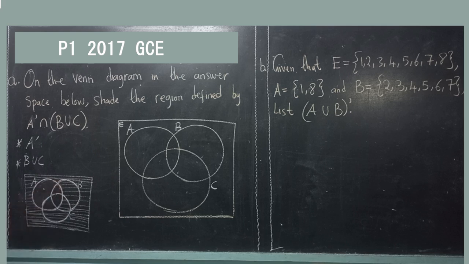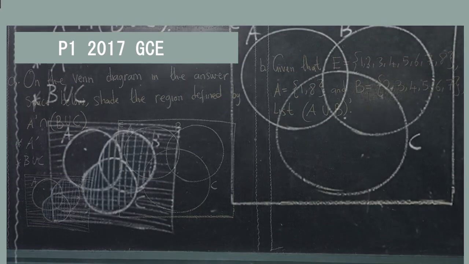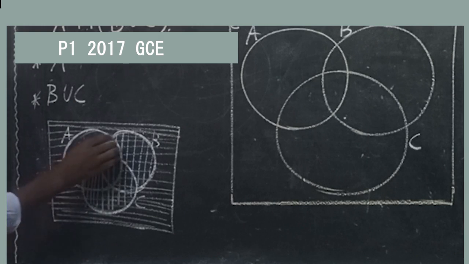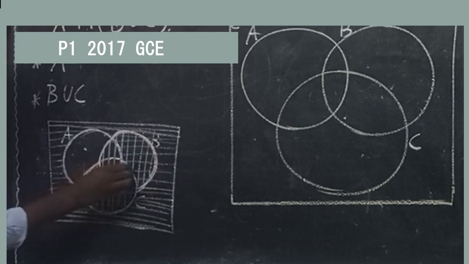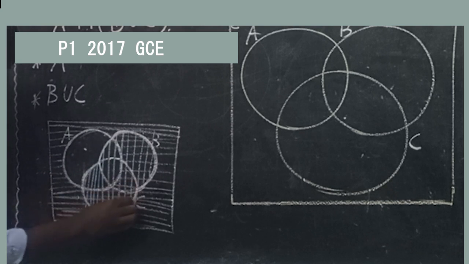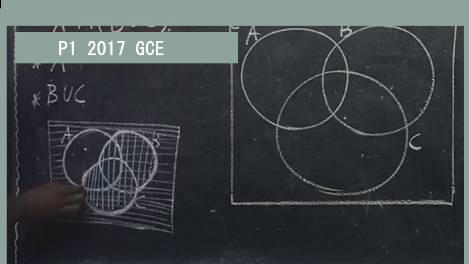In that way. So let's shade it. That is our B union C. After having shaded in this manner, we notice that this area here, coming like this. Let's see. This area here.